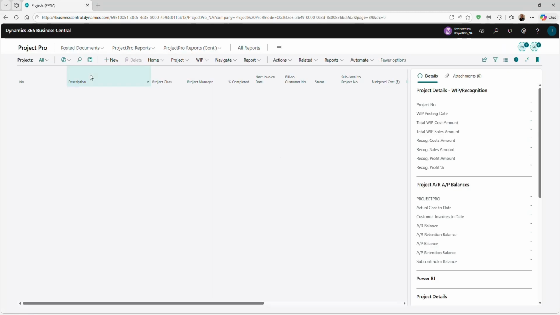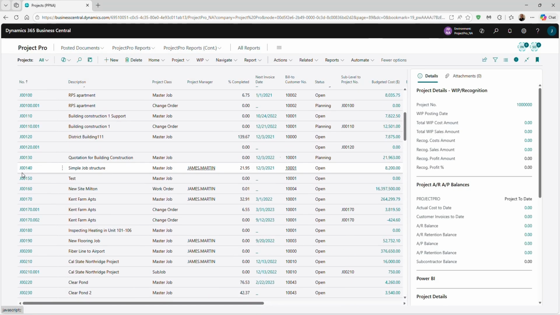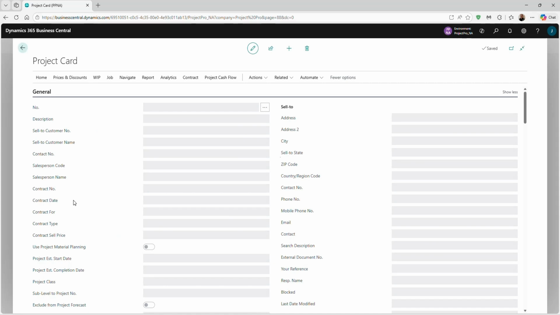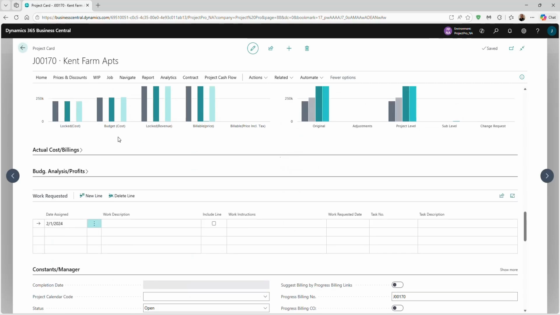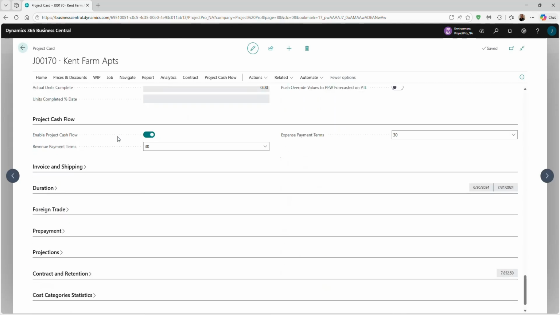From there, we'll move over to the project side and open up Project 170, which has a couple of change orders associated with it. In the project card's lower section, you'll find the option to activate the cash flow for this specific project. This is also where you can define your default payment terms for both revenue and expense.